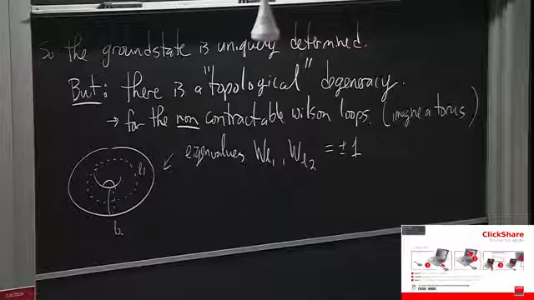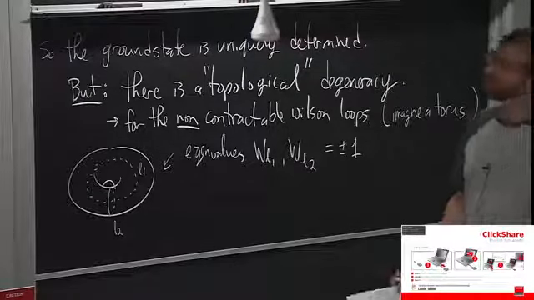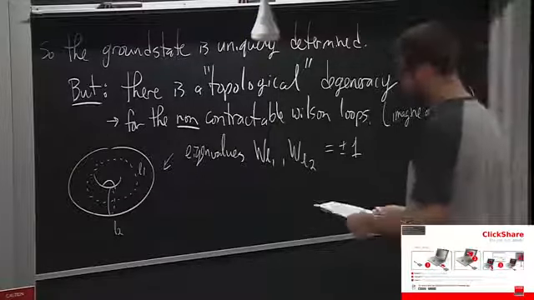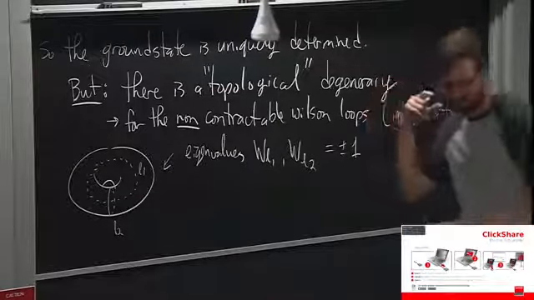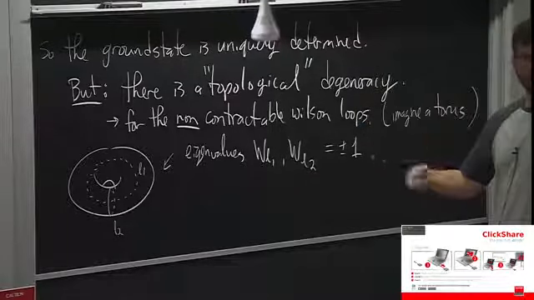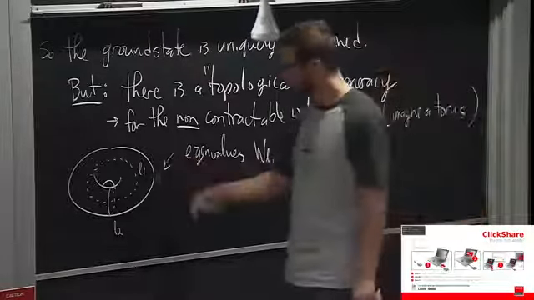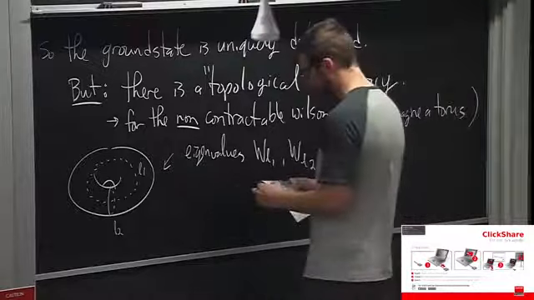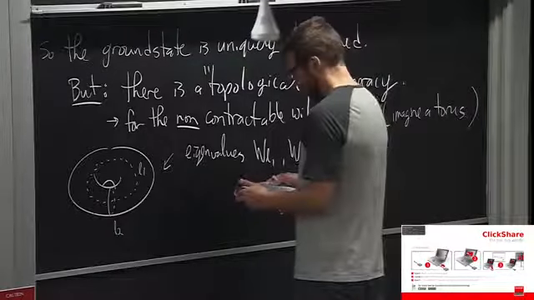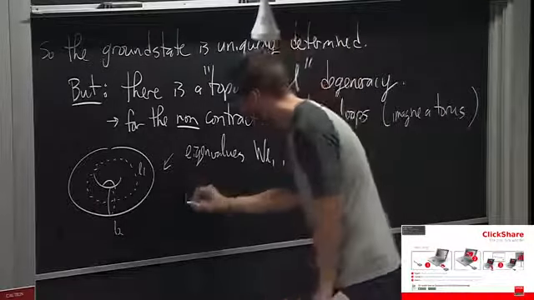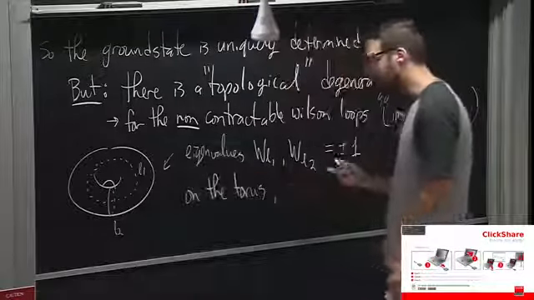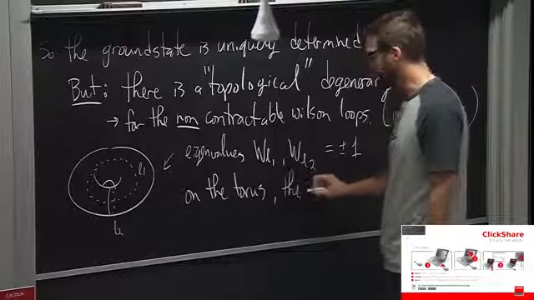Then you need a non-contractible string of operators. Basically, you need a non-contractible set of sigma x's or sigma z's going around the torus in order to flip the value of any one of those non-contractible Wilson loops. So on the torus, they all have equal energy, but the ground state is fourfold degenerate.